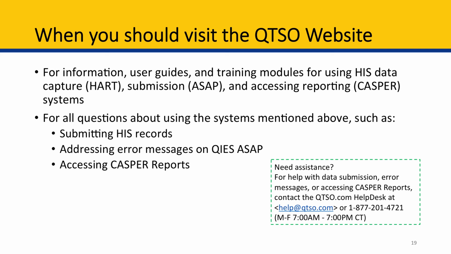Remember, the QTSO website is specific to these systems and tools. It does not contain general HQRP policy information, nor does it contain information on HIS or CAHPS data collection and measures. This information is available on the CMS HQRP website. If you need further assistance, the QTSO.com help desk is available to assist you via phone or email. You can also view Module 4 of this series for additional information on navigating the QTSO.com website.